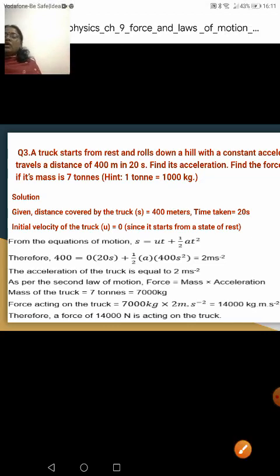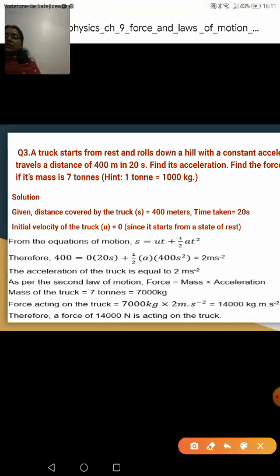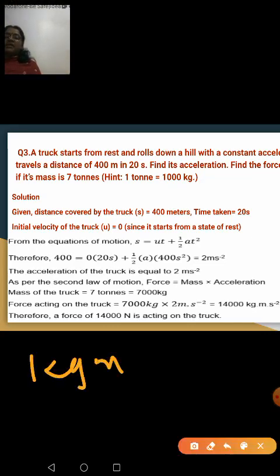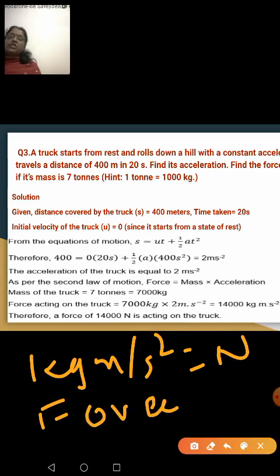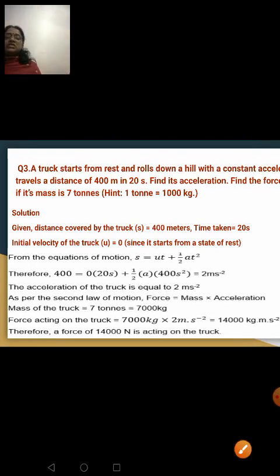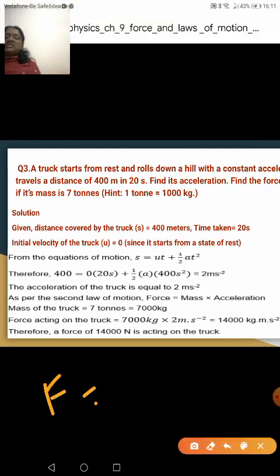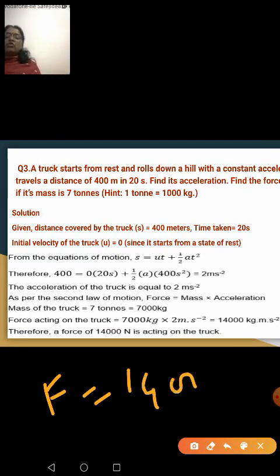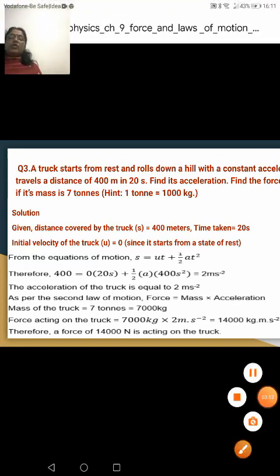Now, kilogram meter per second square is nothing but your Newton. And the unit for measuring force is also Newton. Therefore, we will write force as 14,000 Newton acting on the truck. Clear to you? Yes. We have got the answer.